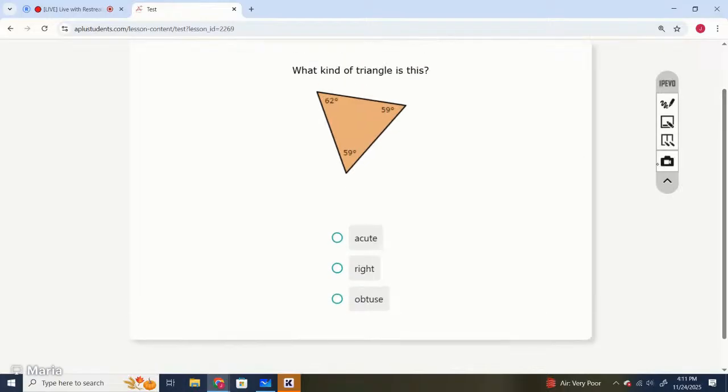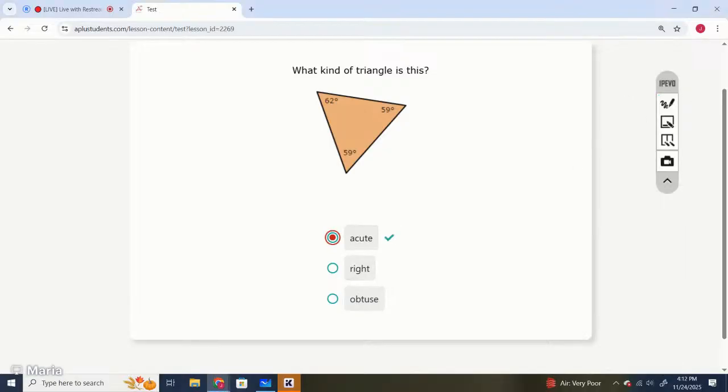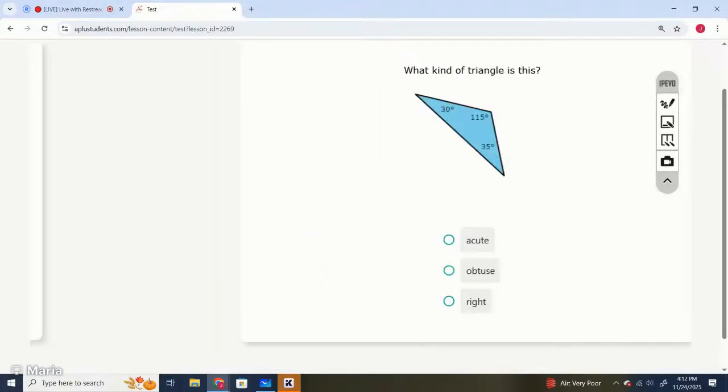What kind of triangle is this? Just look at all the angles in the triangle. All the angles are less than 90 degrees: 59 degrees and 62 degrees. All the angles are less than 90 degrees, so it is an acute triangle. Option number one is the correct option. Acute triangle it is.